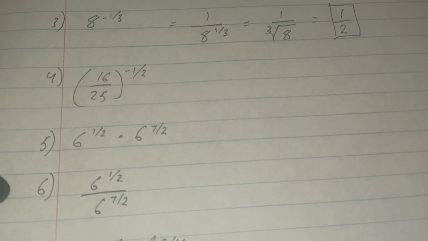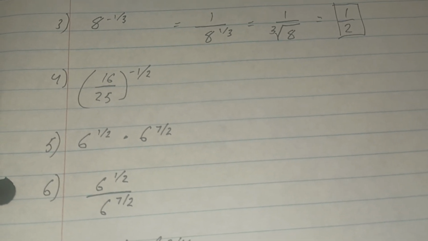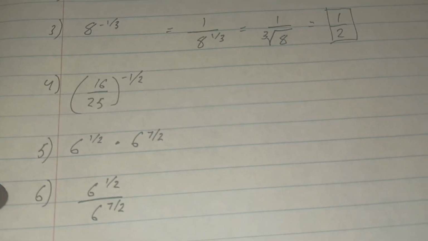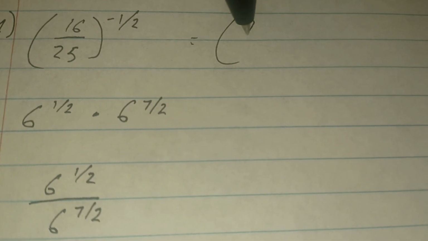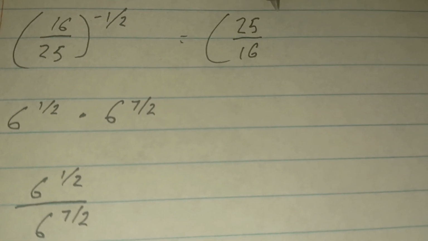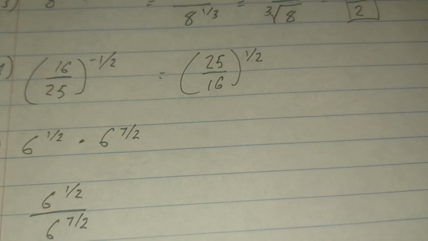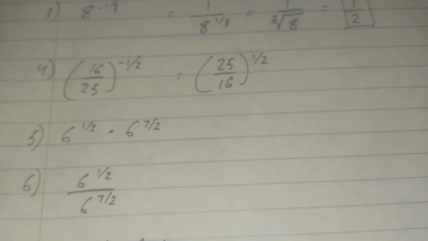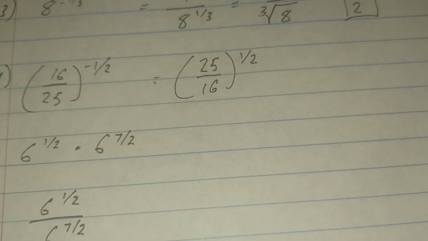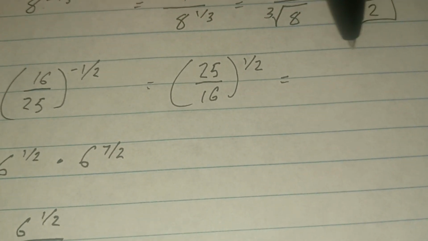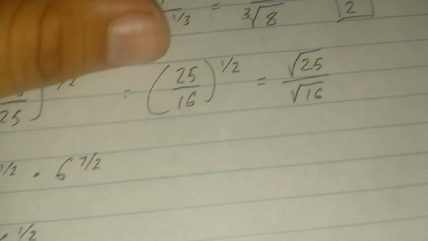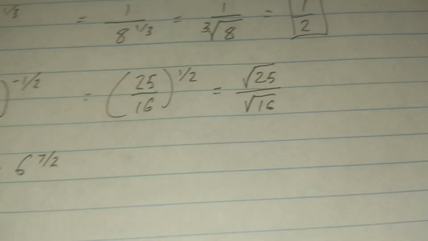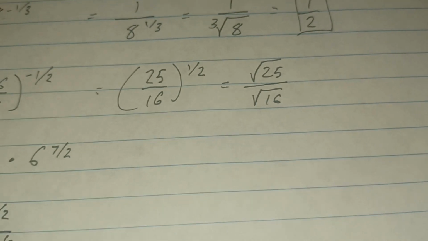16 over 25, all raised to the negative 1/2 power. Again, in order to get rid of the negative, we're going to have to flip the numerator and the denominator. So we can rewrite this as 25 over 16, all raised to the positive 1/2 power. And the 1/2 power is basically the same thing as the square root. So we can also rewrite it as the square root of 25 over the square root of 16. Because the 1/2 is basically the same thing as the square root, right? The 2 is just invisible, and so is the 1.